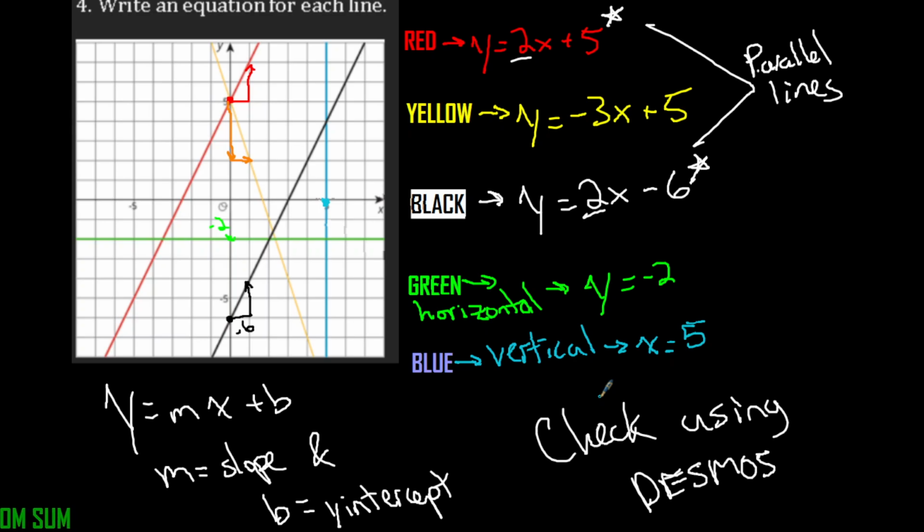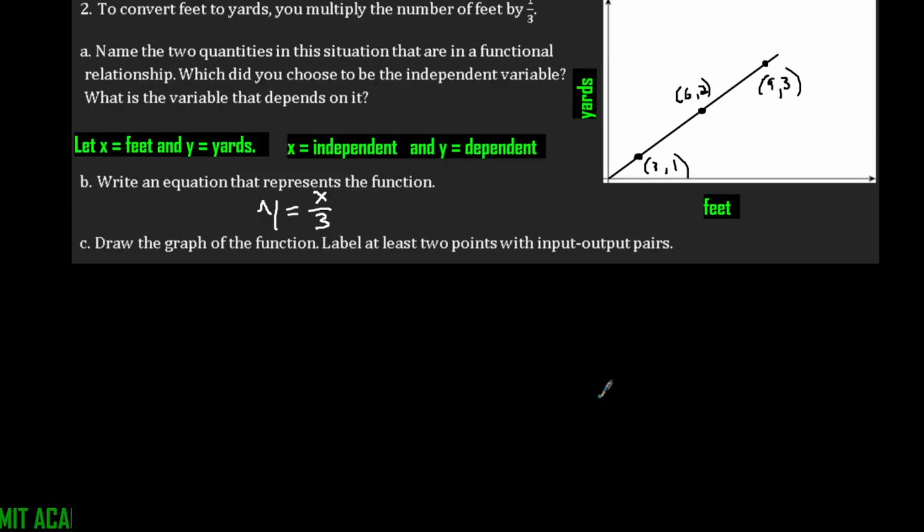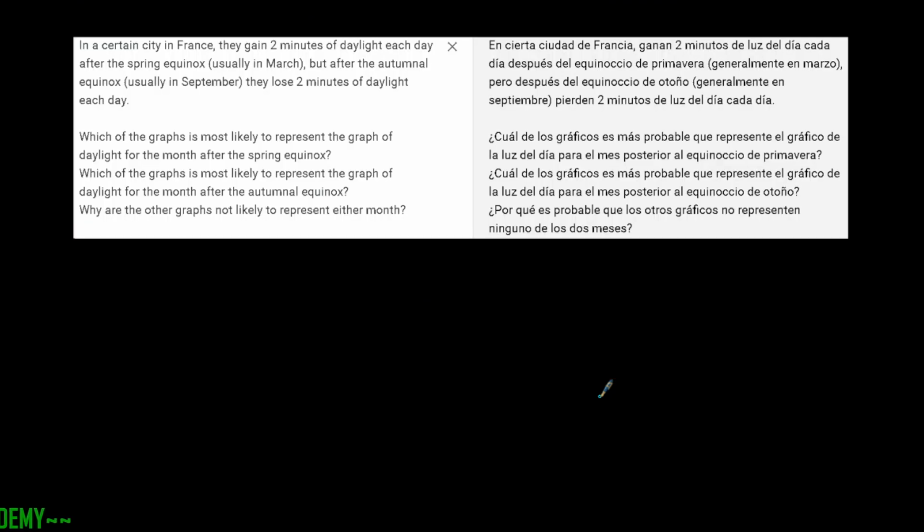Lastly, let me display the translation for the exit ticket. In your exit ticket, it says in a certain city in France, they gain 2 minutes of daylight each day after the spring equinox, usually in March. But after the autumn equinox, usually in September, they lose 2 minutes of daylight each day. It asks which of the graphs is most likely to represent the graph of the daylight for the month after the spring equinox.